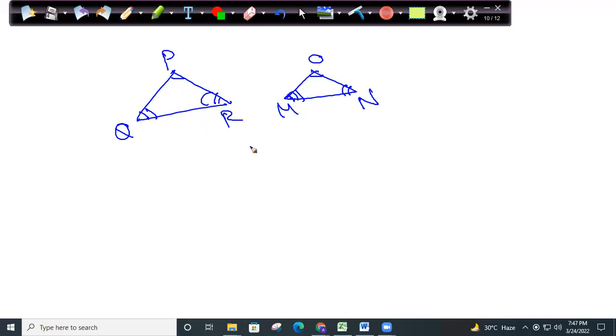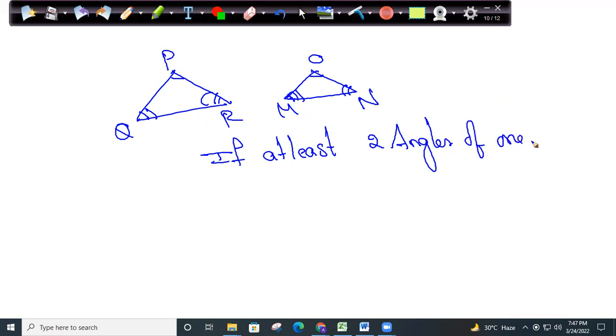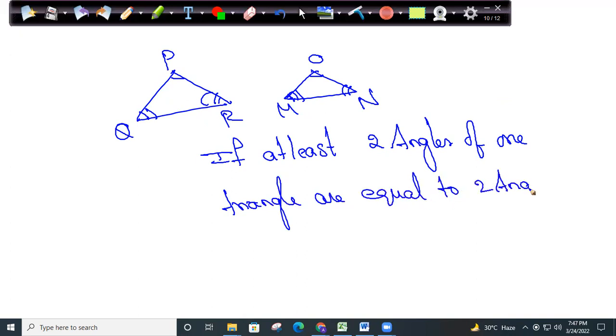I can say two triangles are similar. Most important, if at least two angles of one triangle are equal to two angles of the other triangle, then we can say that the two triangles are similar triangles.